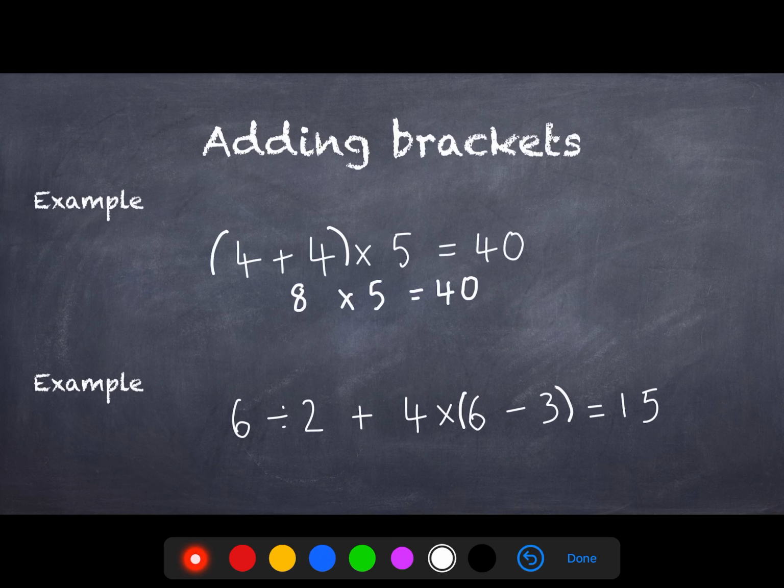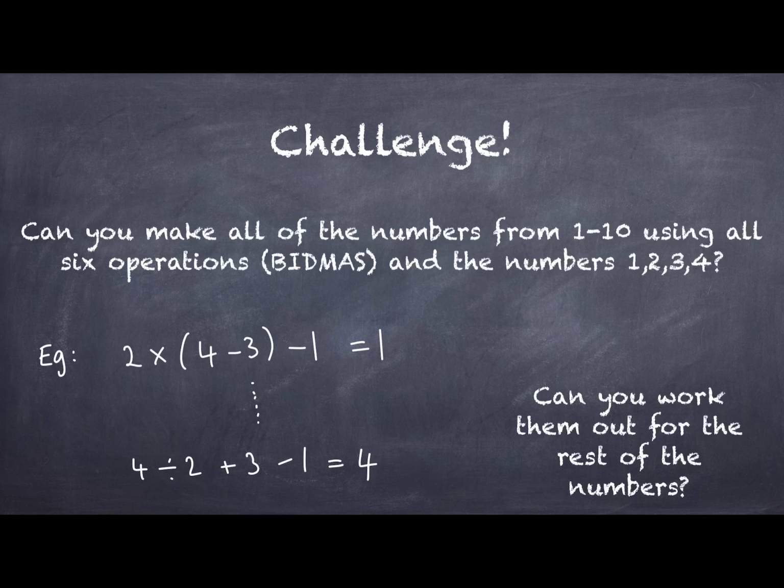So brackets first, we have 6 minus 3, it's going to be 3. Then we work from the left-hand side. 6 divided by 2 is going to be 3 plus 4 times 3. Well, 4 times 3 is going to be the next thing I do. That's going to be 12. So I'm going to have 3 plus 12 equals 15. And that is correct. So that took a few tries to work out where to put the brackets, but we got there in the end. And now that equation is correct.